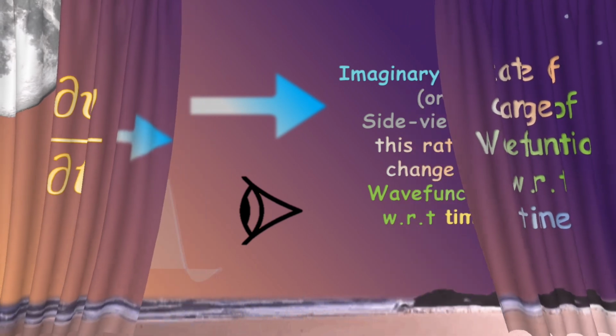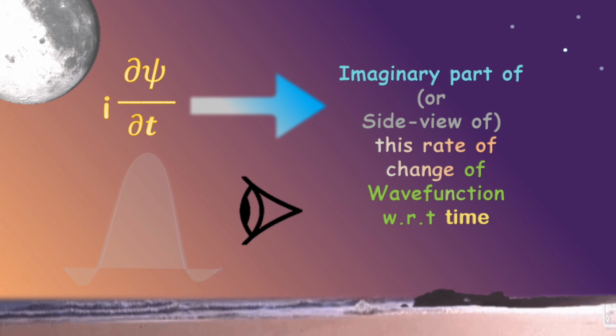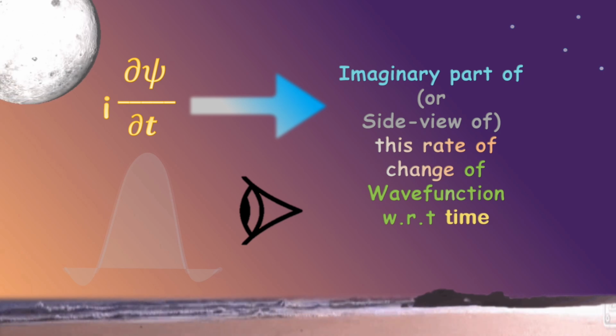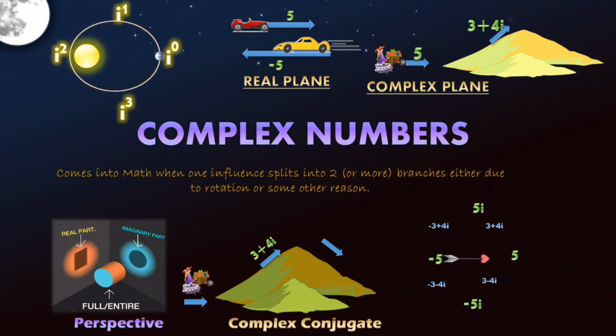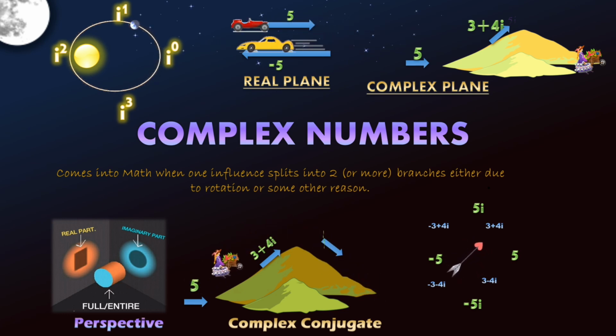Now, what if i is also conjoined with this? Now, i stands for the imaginary part. Real and imaginary parts of complex numbers come into math whenever one whole influence gets divided into two daughter influences. I have explained this in detail in Visualizing Math Part 1 and Part 2. We call one daughter influence the real part, and the other daughter influence the imaginary part.